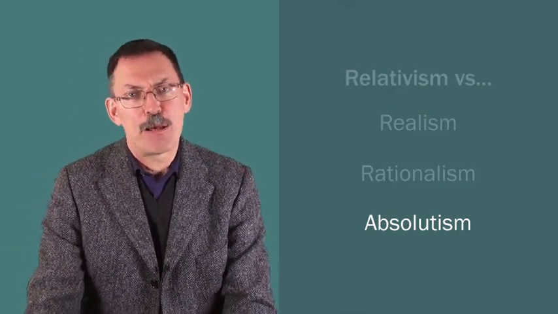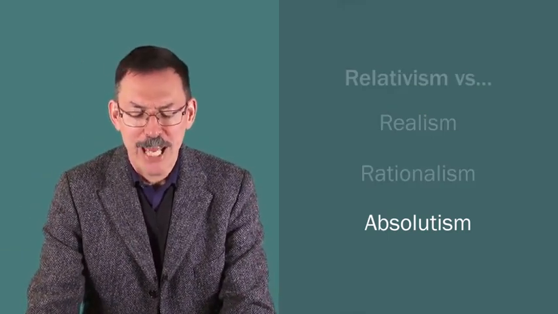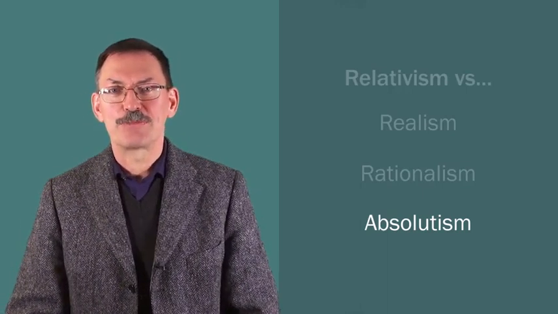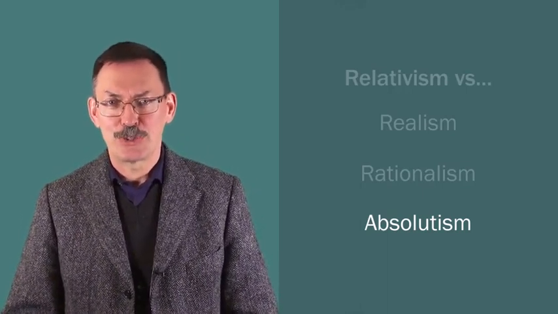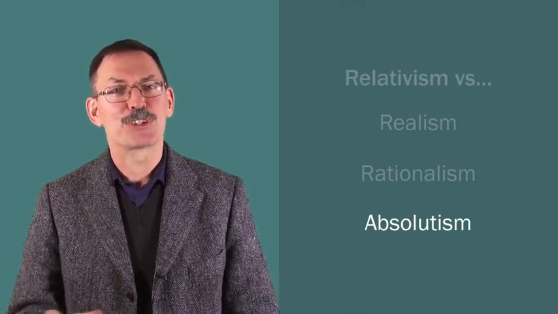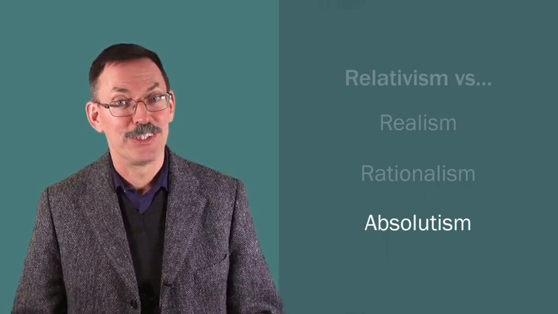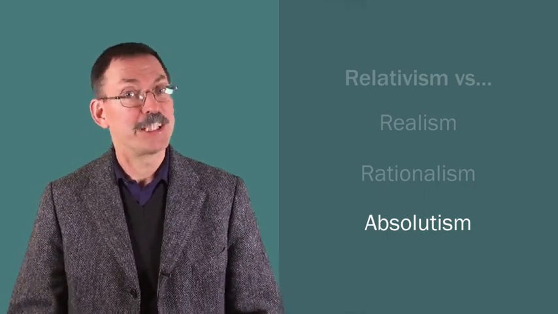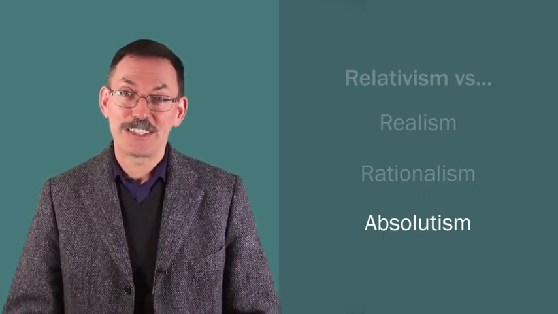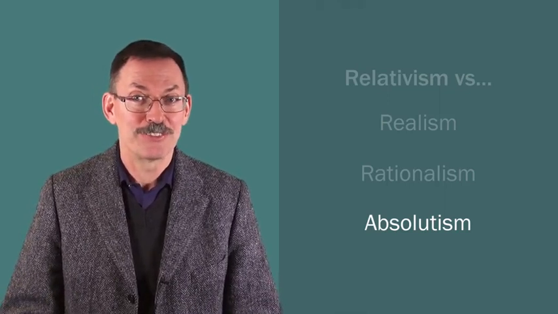Let's start with absolutism. Absolutism seems, at least terminologically, the most important opponent of relativism. Something is either relative or absolute. If it's absolute, it isn't relative. That seems to mark a very clear opposition.